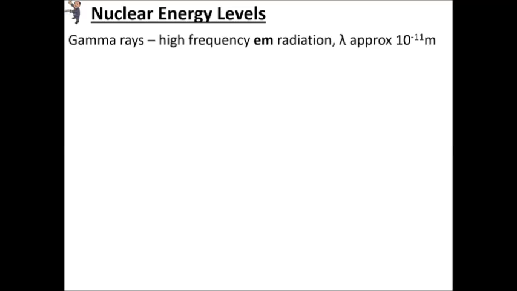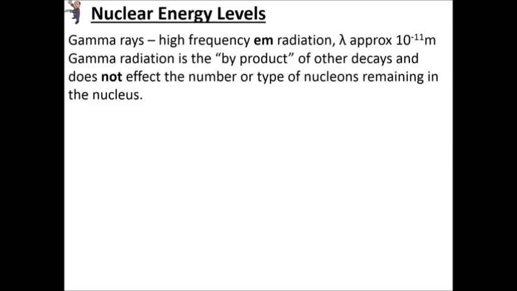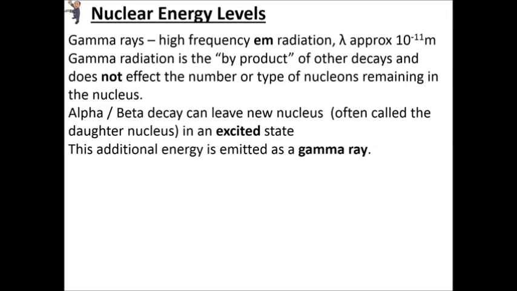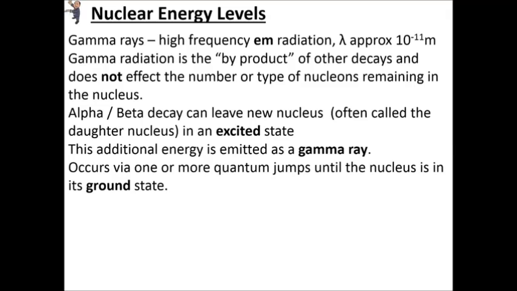Okay, so the background here: gamma rays are high frequency electromagnetic radiation, with a wavelength of approximately 10 to the minus 11, and gamma radiation is the byproduct of other decays. It doesn't affect the number or type of nucleons, but it occurs along with an alpha or a beta decay. This is because the alpha or beta decay can leave the new nucleus, often called the daughter nucleus, in what's known as an excited state. This additional energy is emitted as the nucleus de-excites. It emits the energy as a gamma ray, and this occurs only via certain quantum jumps until the nucleus has reached its ground energy state, or its zero energy state.